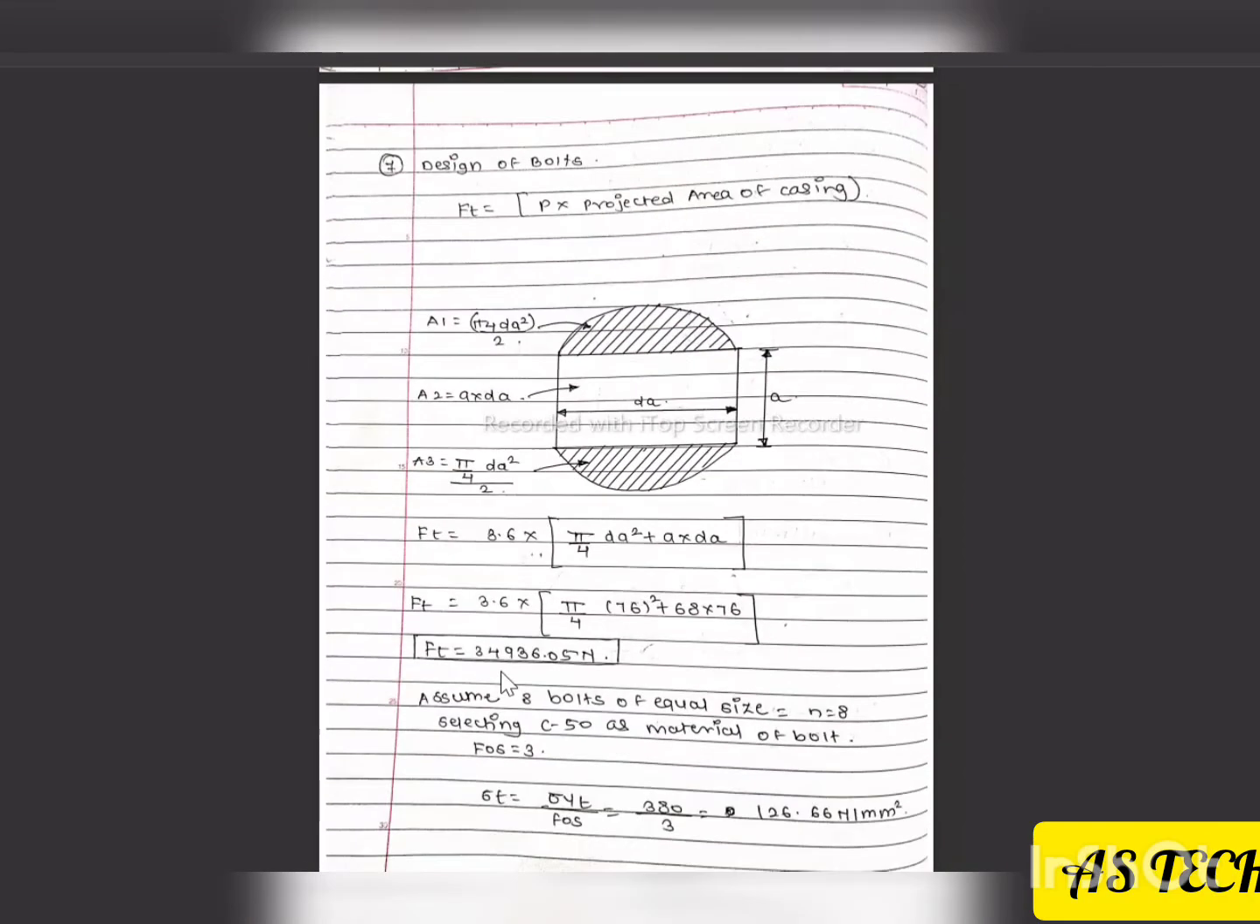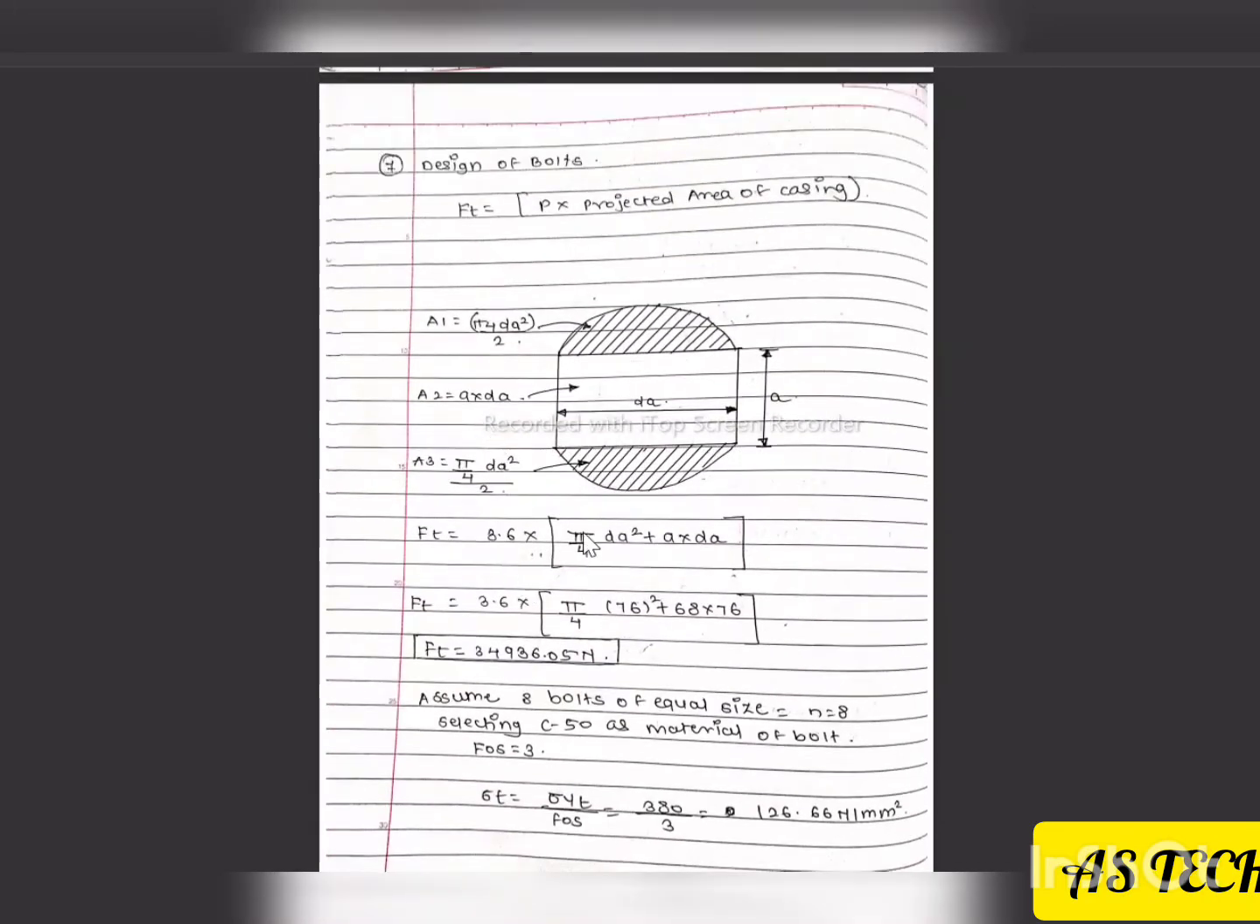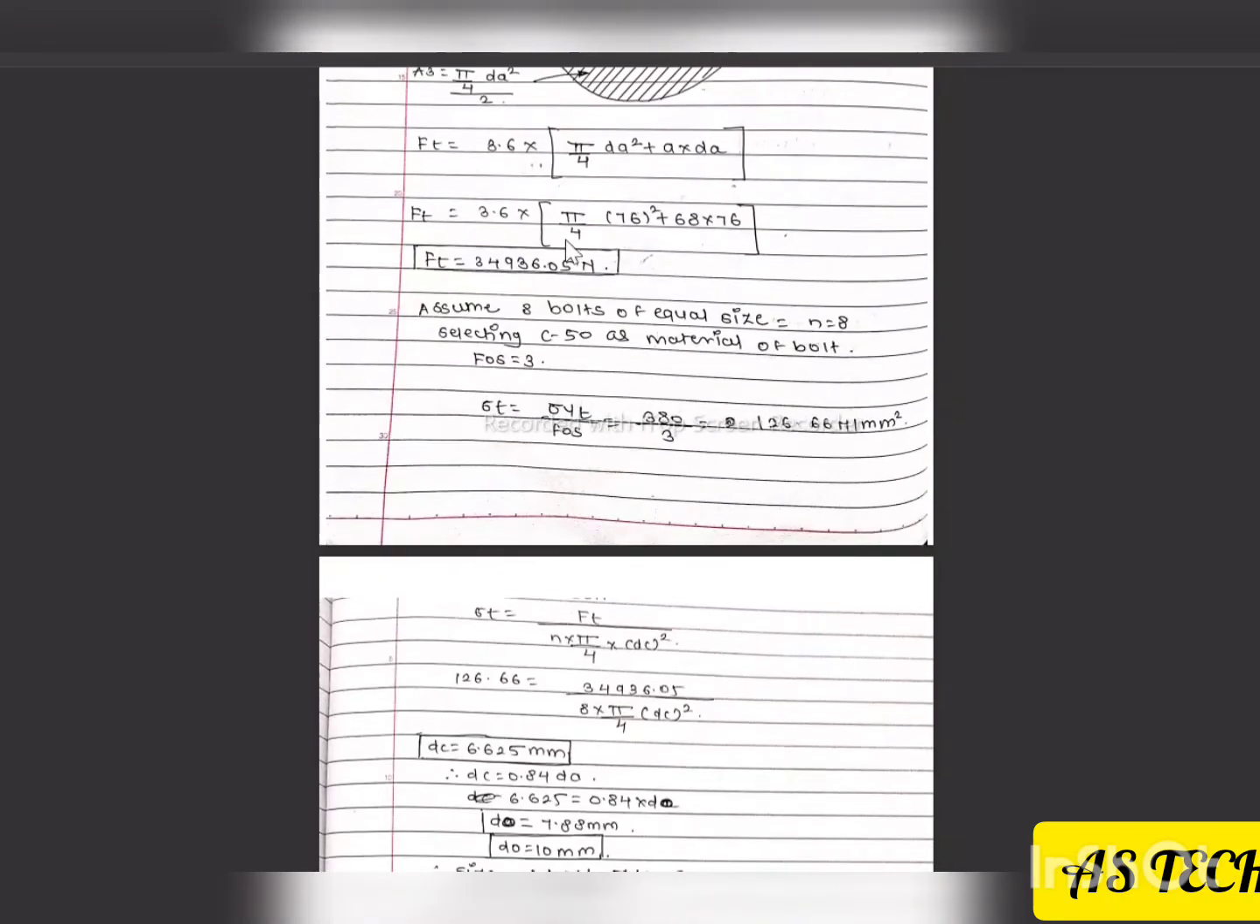Okay, the next one is the design of the bolts. For design of bolts, Ft equals P into projected areas of the casing. So projected areas are shown in this figure. This is area 1, this is area 2, and this is area 3. So A1 equals pi by 4 into dA square by 2. Area 2 equals A into dA. A1 and A3 are equal. So Ft equals P value 3.6 into projected areas, 5 by 4 dA square and A into dA. We get the value of Ft.